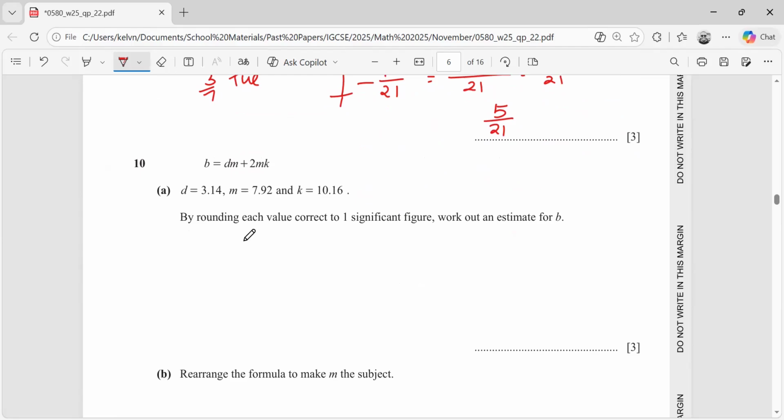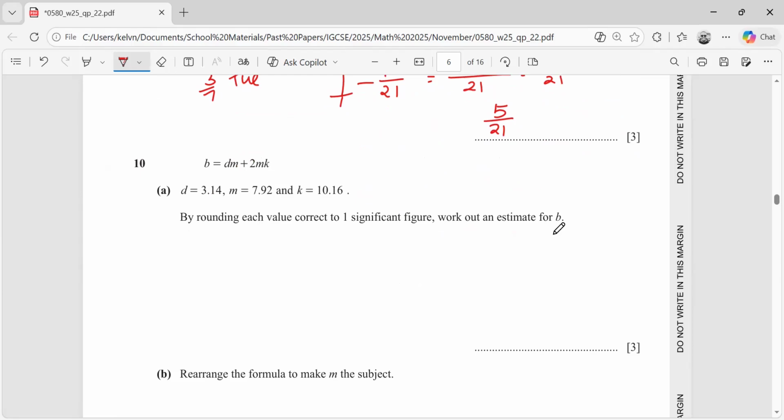Okay, let's move on. So for number 10, we have this information whereby we are told B is equal to dm plus 2mk. And then we are told D is 3.14, M is 7.92, and K is 10.16. By rounding each value correct to one significant figure, work out the estimate for B.